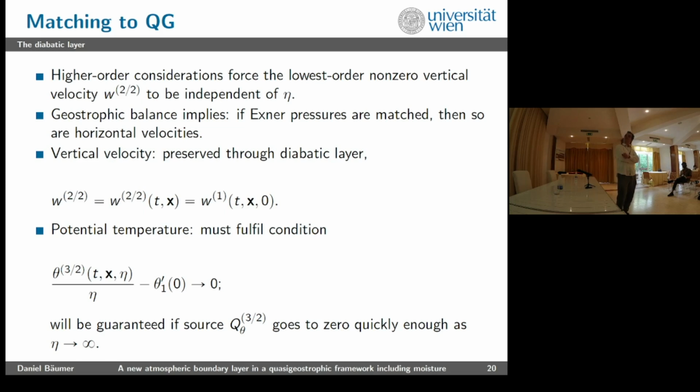And yeah, the potential temperature, so in order for our postulated scaling to be valid, this condition needs to be fulfilled, and looking at the evolution equation of potential temperature, this will be the case if just the source term goes to zero quickly enough as eta goes to infinity, which is a very natural assumption since when we leave the diabatic layer, then diabatic source terms are supposed to become accordingly weak.